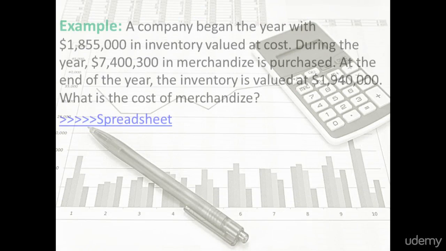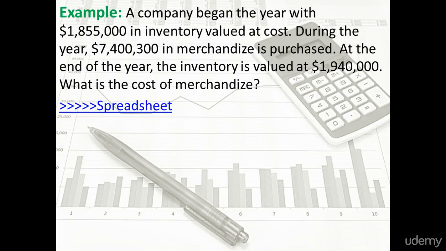And here is an example. A company began the year with $1,855,000 in inventory valued at cost. During the year, $7,400,300 in merchandise is purchased. At the end of the year, the inventory is valued at $1,940,000. What is the cost of merchandise?